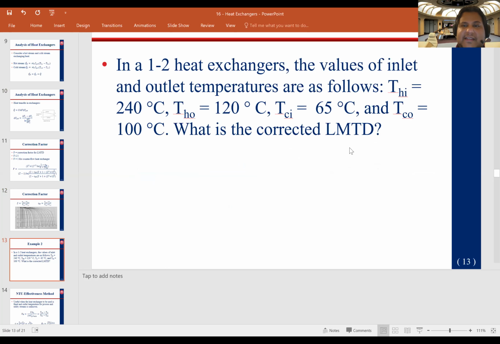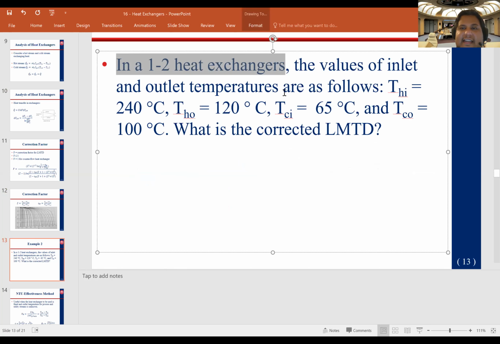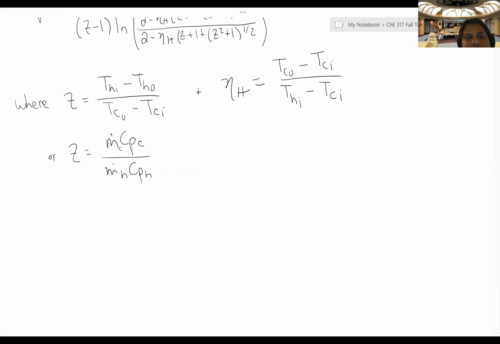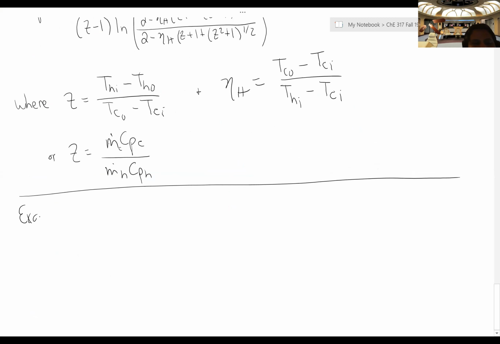If not, we can wrap up today looking at a simple expression. So in a 1-2 heat exchanger, the values of the temperatures on the inlet and outlet were taken. The question asks, what is the corrected log mean temperature gradient? So let's see if this one makes sense and if we can get a corrected log mean temperature difference. So what is delta T log mean?